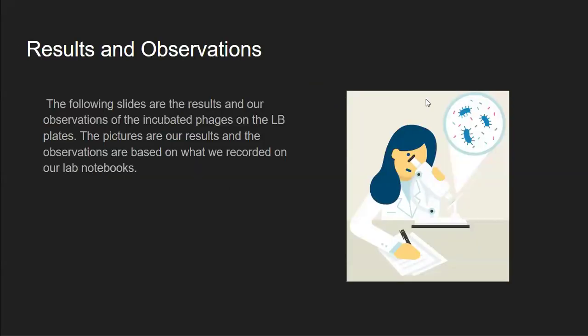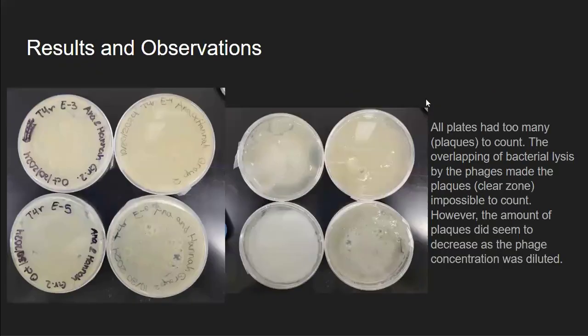Results and observation. The following slides are the results and our observations of the incubated phages on the LB plates. The pictures are our results and the observations are based on what we recorded in our lab notebooks. All plates had too many plaques to count. The overlapping of bacterial lysis by the phages made the plaques, clear zones, impossible to count. However, the amount of plaques did seem to decrease as the phage concentration was diluted.